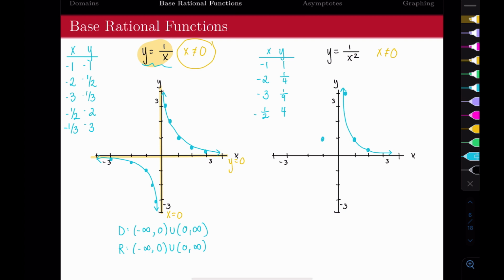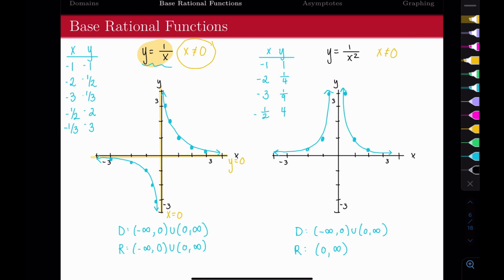So you actually end up with exactly the same shape over here, which is roughly like this. Okay? So your domain for this function is exactly the same. 0 is the only problematic number. Our range, however, is slightly different. It's going to be from 0 to infinity. I'm not going to have negative values.